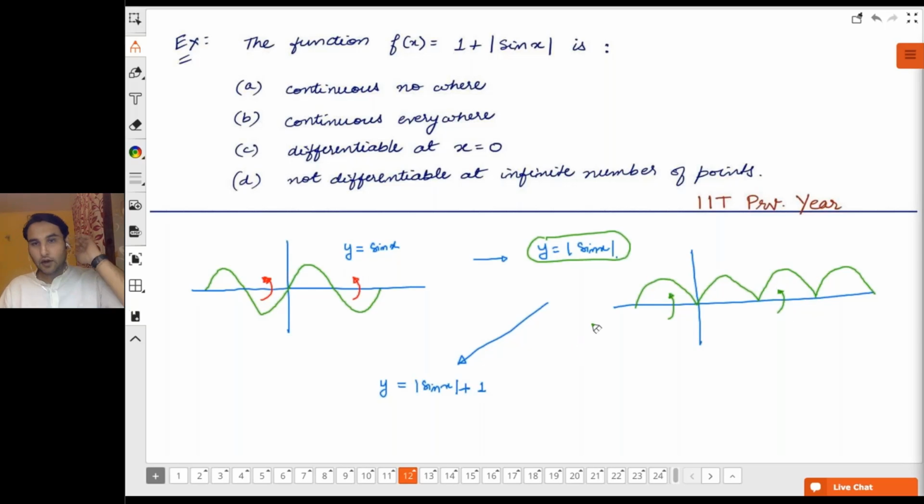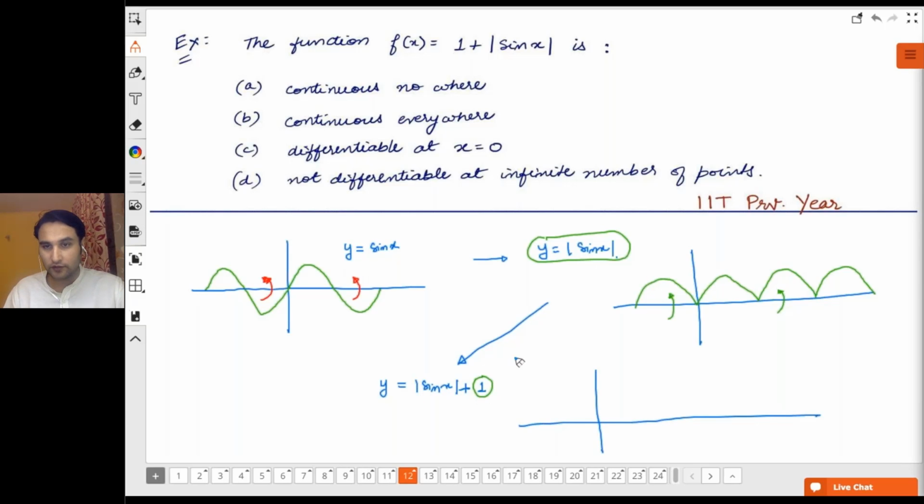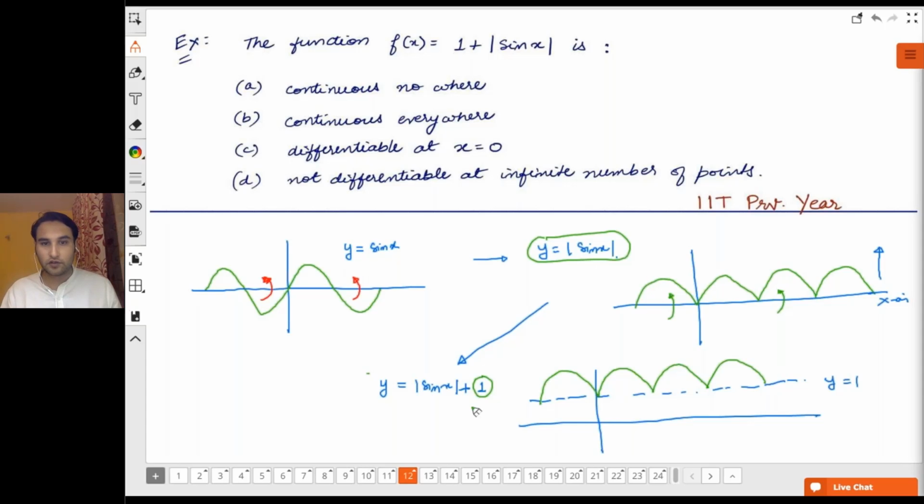Okay? Now, when you add a plus 1 to the graph, what happens? The entire graph shifts up. Whenever you add a value 1 to a function, what will happen? Think like this, the entire graph will shift up. If this is the x-axis, then this entire graph will shift up. This is y is equal to 1. So nothing, no complication. Just this graph will now jump up like this. So this is the graph of y is equal to mod sin x plus 1.